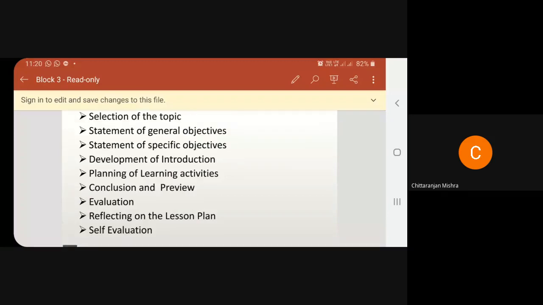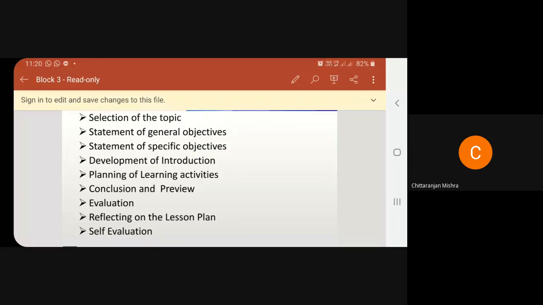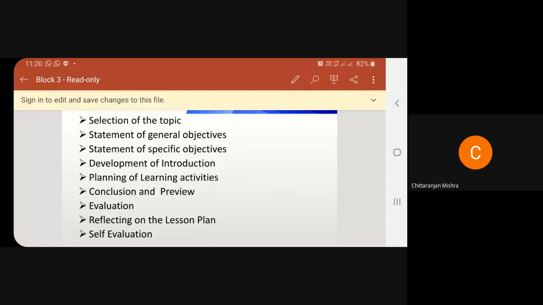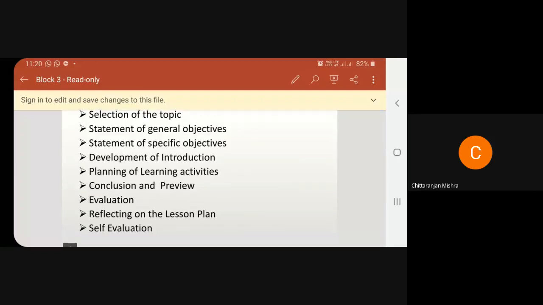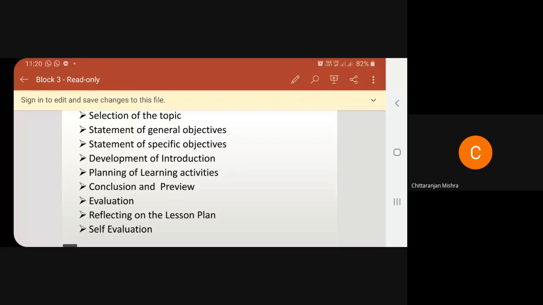Block 3 is about history and political science. Yesterday we already discussed history and political science, and whatever teaching learning approaches and methods there are in history and political science, we will just repeat them, because yesterday we already completed it, but in this block it is repeated. So we will go again and briefly discuss it.